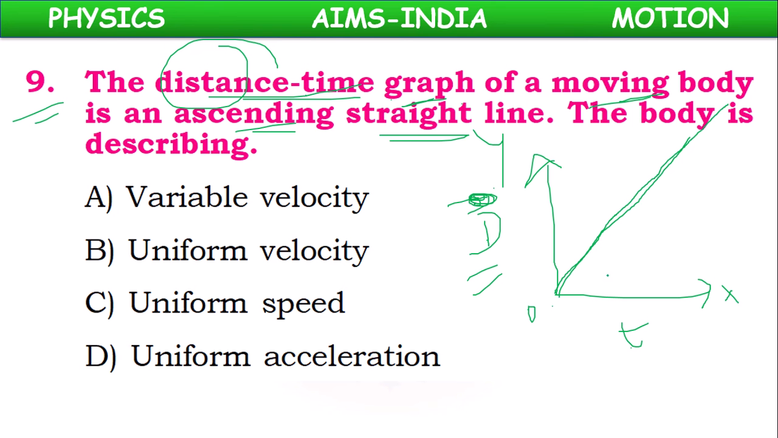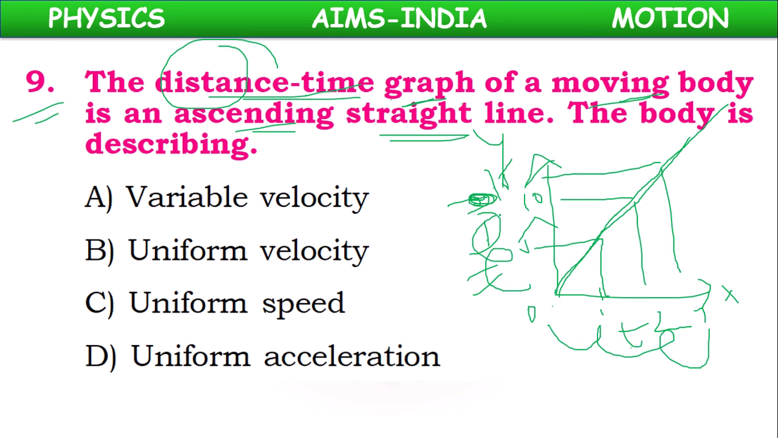It is an ascending straight line, meaning at 1 second the distance is 5 meters, at 2 seconds the distance is 10 meters, after 3 seconds the distance is 15 meters. In the same intervals of time, the same amount of distance is increasing. So distance increasing means the ratio of distance by time is the same. In 1 second, 5 meters, 5 by 1 means 5 meters per second in 1 second, its velocity.